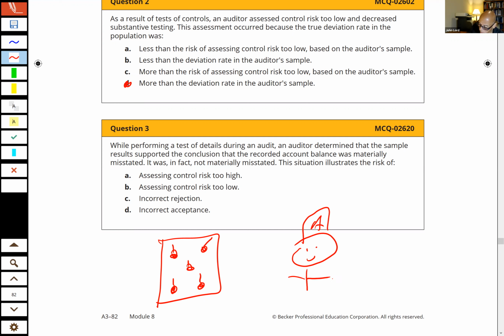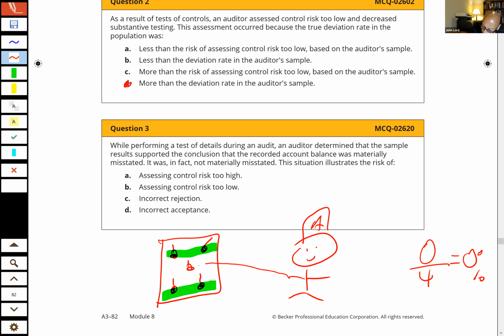Okay, the auditor comes over. The auditor tested 4 of the apples and they weren't poisoned. So the deviation rate was what? 0 divided by 4. The deviation rate was 0%, wasn't it? Right? Based on the sample.